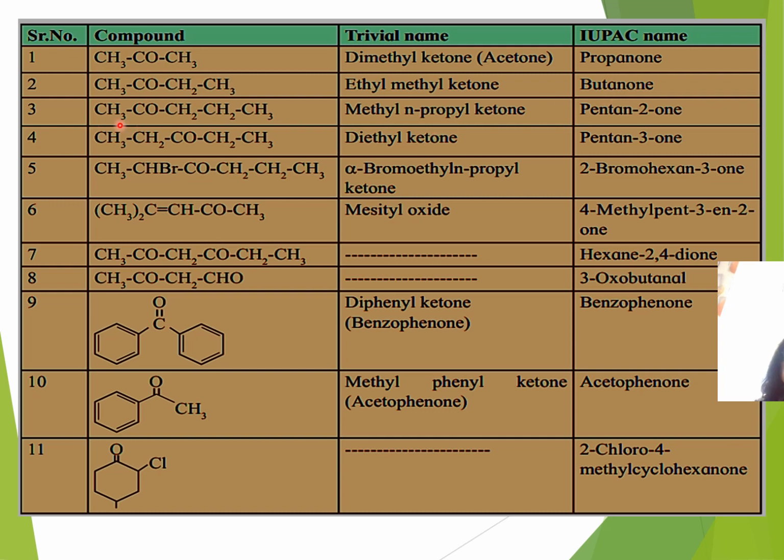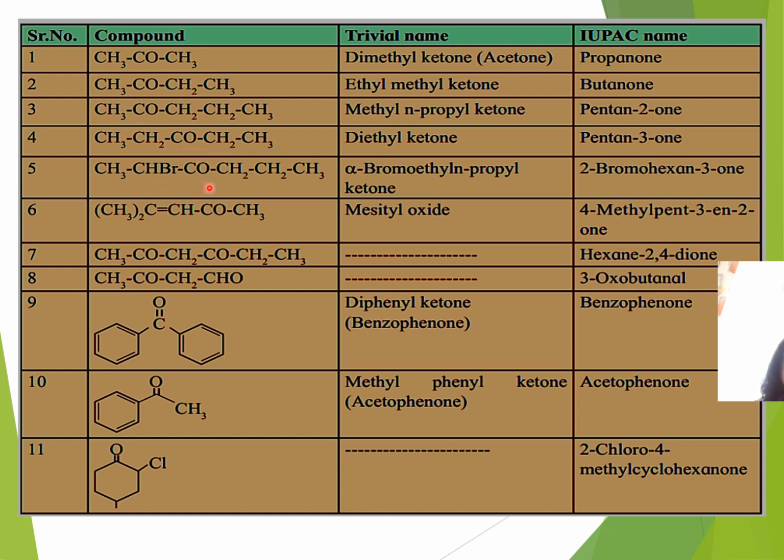Okay. Then if you have CH3COCH2CH2CH3, you have methyl on one side and propyl on the other side, so methyl propyl ketone. And this is a 5 carbon ketone, so you call it pentan-2-one. Then CH3CH2COCH2CH3, with two ethyl groups on either side of CO, is diethyl ketone, and the IUPAC name will be what? Pentan-3-one. The third carbon has the CO.